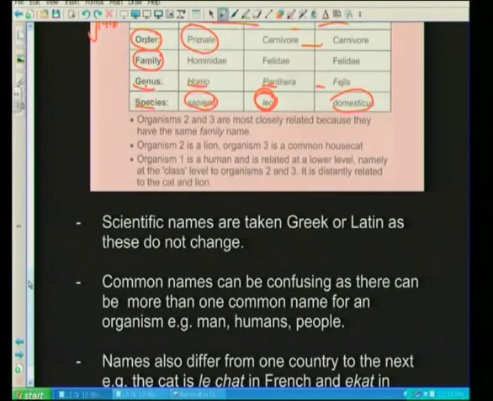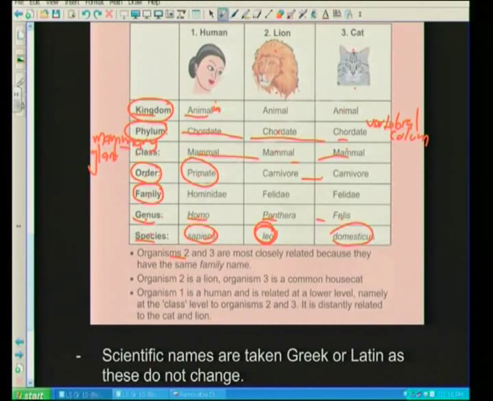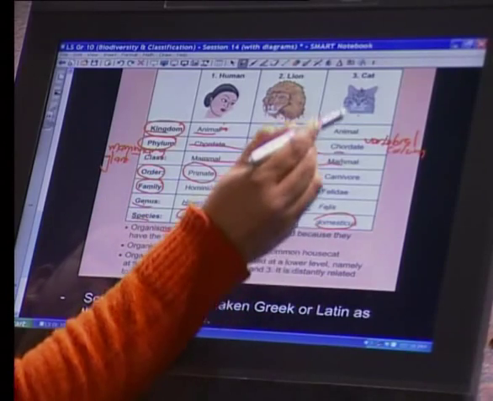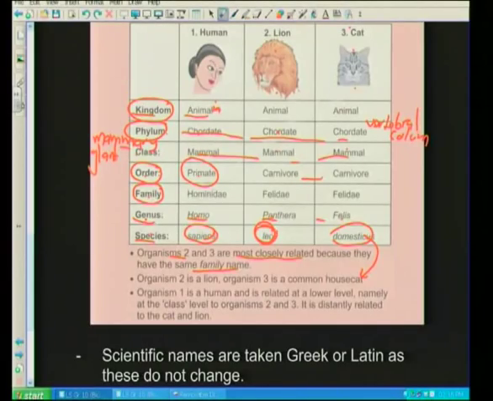Here are some important facts. Organism 2 and 3 are most closely related because they have the same family name. Organism 2 is a lion, and organism 3 is a common house cat, therefore it is Domesticus. Organism 1, which is the human, is related at a lower level, namely at the class, and therefore you find humans, lions, and cats are related to each other because all of them have mammary glands.